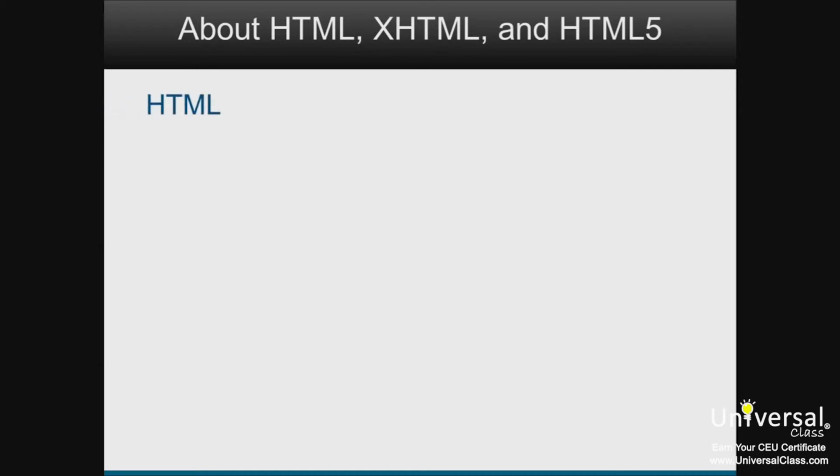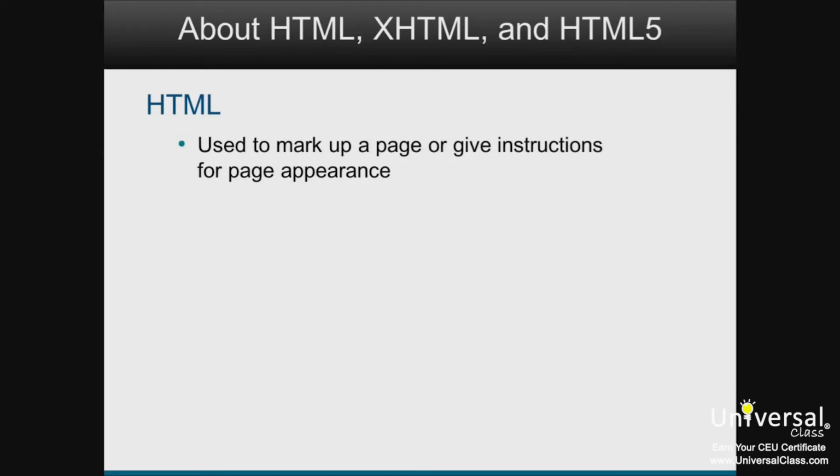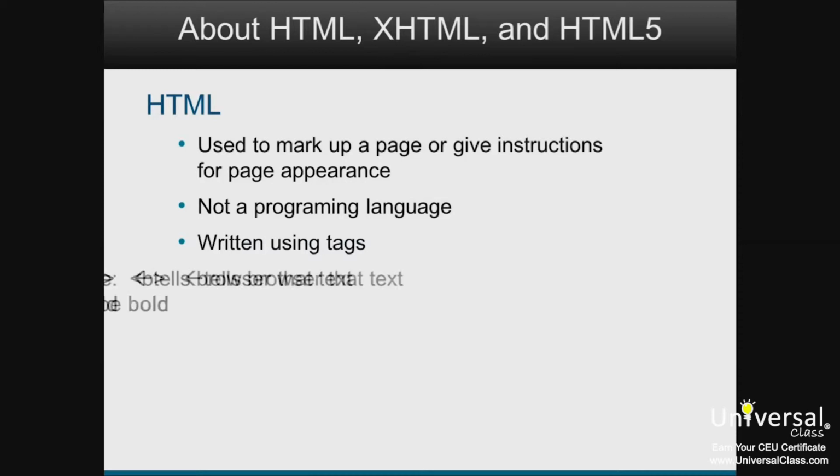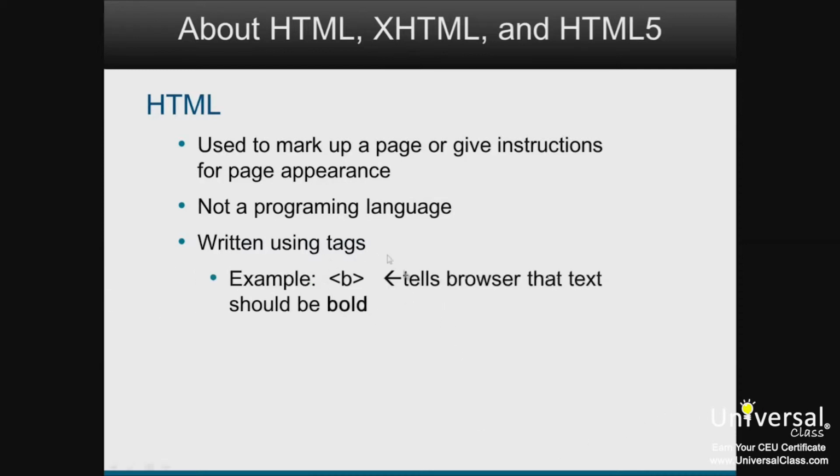HTML is a markup language that you use to mark up a page or give instructions for how a web page should look. It's not a programming language. You write HTML using tags. The tags are the markup instructions that tell your web browser how the page must look. So for example, this right here is a markup that tells a web browser that the text following the tag must appear in boldface print.